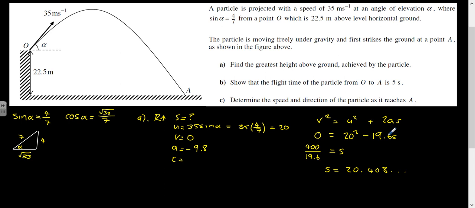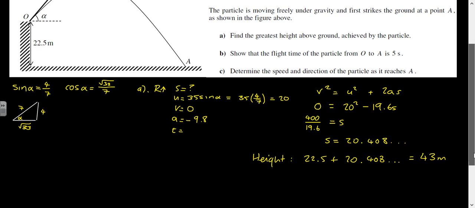Now, I've not rounded that yet, simply because we're asked for the greatest height above ground. Now, the particle is already 22.5 meters above ground when it's projected. So this displacement tells us that after it's projected, it reaches a further 20.408 meters. So we need to take those 2 values and add them together. So the height is given by 22.5 plus 20.408, and then we'll round it afterwards. So we have 43 meters to 2 significant figures.